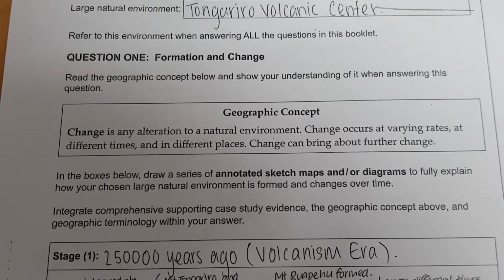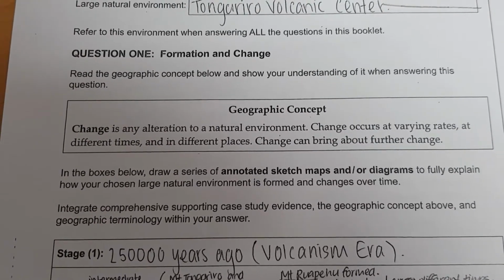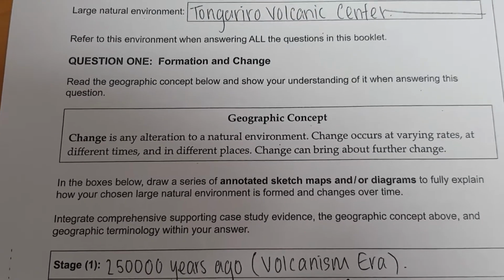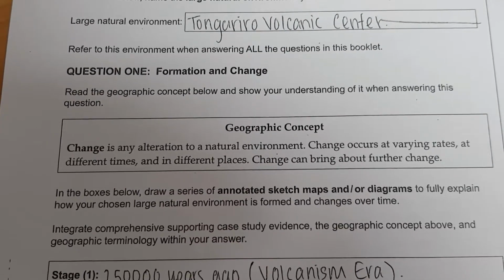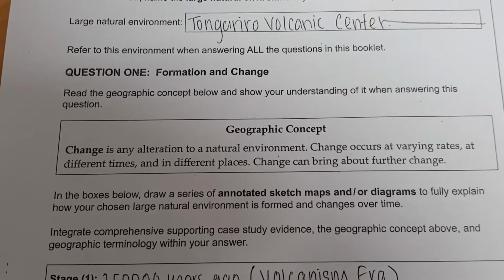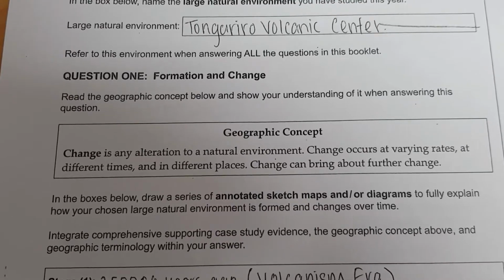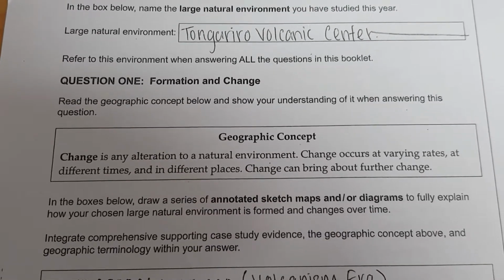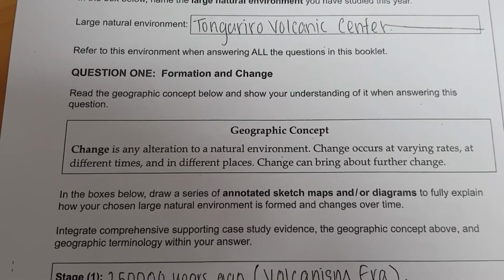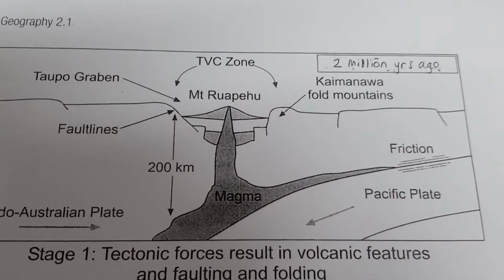And what we have to think about is three different time periods. We have to be able to draw maps and diagrams for this, and we have to include some evidence and some specific information that's going to help us. So the first time frame is what we call 2 million years ago.